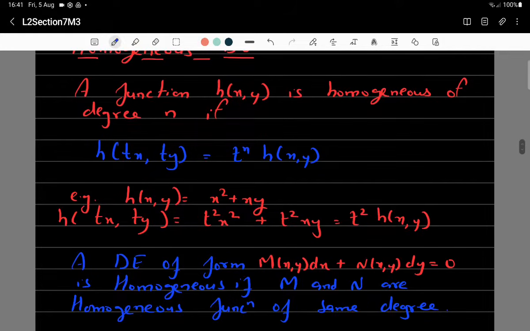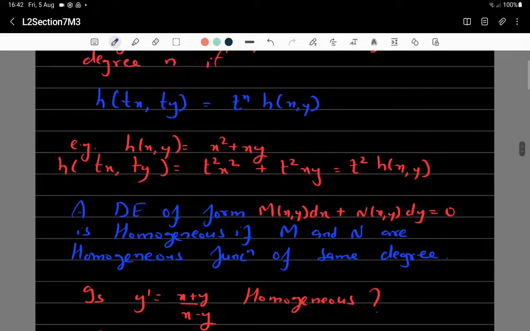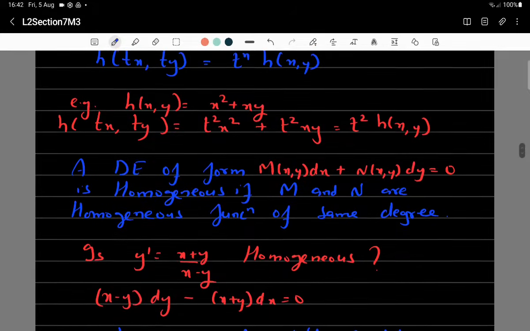Now a differential equation of the form M dx + N dy = 0, where both M and N are functions of x, y, is homogeneous if both M and N are homogeneous functions of the same degree. So M and N must be homogeneous and their degree must be the same. Now recall the same problem, y' = (x + y)/(x - y). First let's check, is it homogeneous? If you write it in the form M dx + N dy = 0, it looks like this.